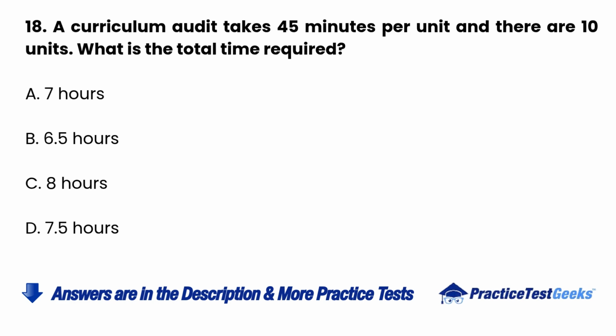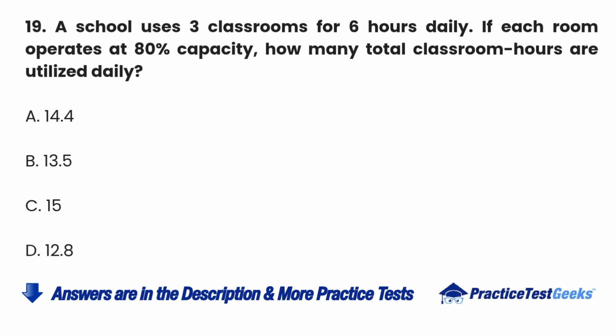18. A curriculum audit takes 45 minutes per unit and there are 10 units. What is the total time required? A. 7 hours. B. 6.5 hours. C. 8 hours. D. 7.5 hours.